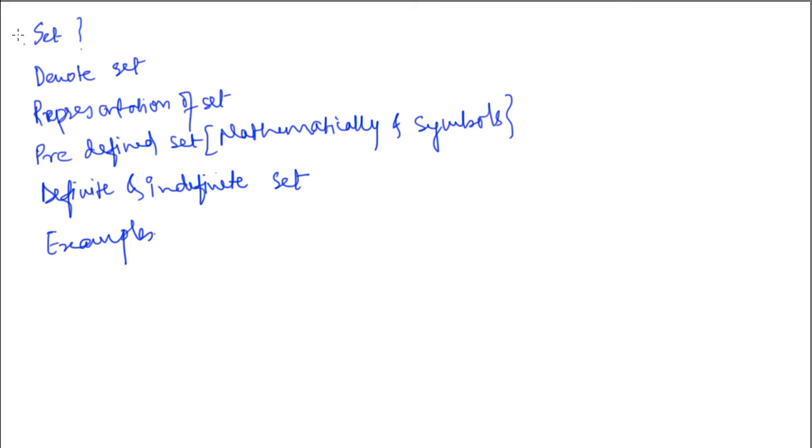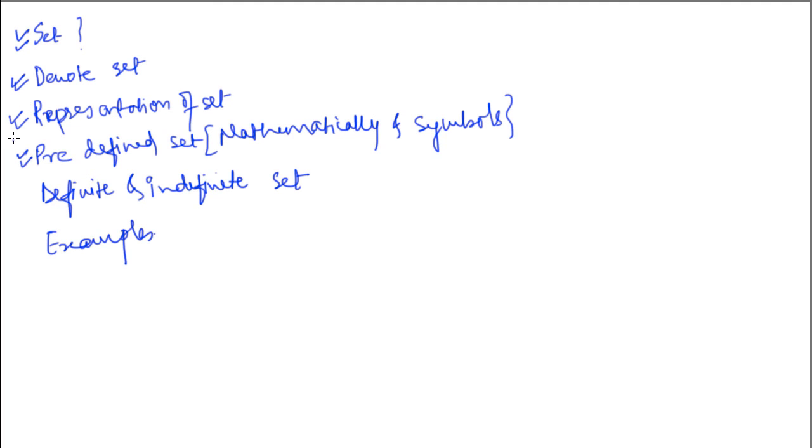Okay, so I hope we are clear with what is a set. A set is a well defined collection of objects. Well defined means that the definition of the same should not change. It should be the same for everyone. It should not vary from person to person. How do we denote a set? Generally we denote a set by capital letters and the elements of the set by small letters. Representation of a set, we can represent a set in two ways. One is roster form and the second one is set builder form.